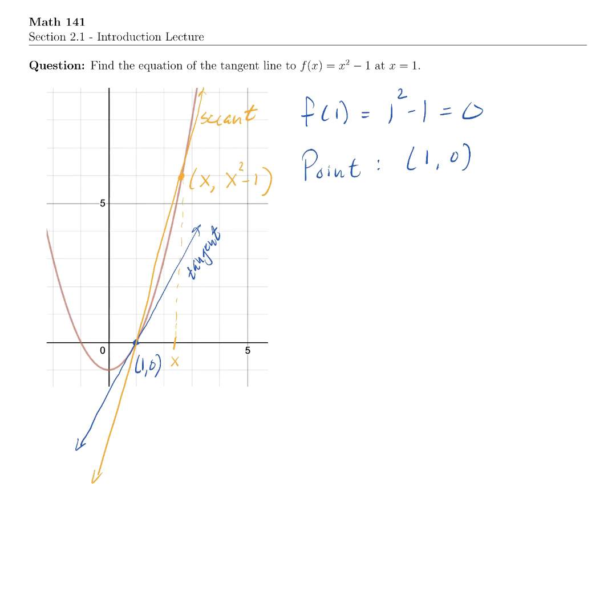This is the introduction to section 2.1. We set the groundwork in the rest of chapter 1 to be able to go back to our idea of slopes of secant and tangent lines and try to formalize finding the slope of a tangent line. So the first question here is, can we find the equation of the tangent line to f of x equals x squared minus 1 at x equals 1?